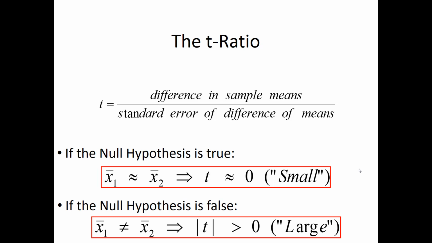Thus, if the null hypothesis is true, we would expect that the mean of sample 1 is comparable to the mean of sample 2. Thus, the numerator, or their difference, would make t, our t-ratio, comparable to 0 or small. If the null hypothesis is false, then the mean from sample 1 and the mean from sample 2 will be different, and t, or the absolute value of t, will be greater than 0.